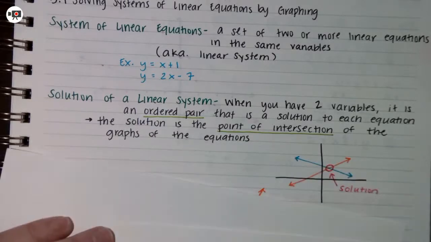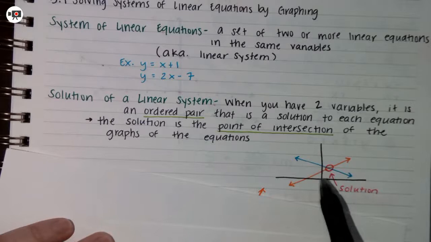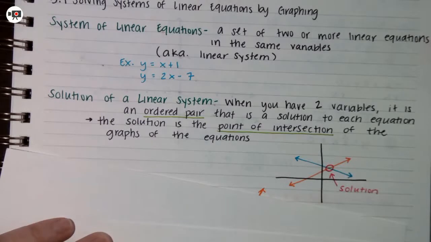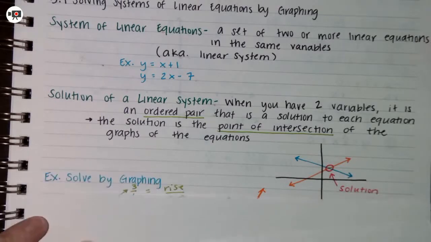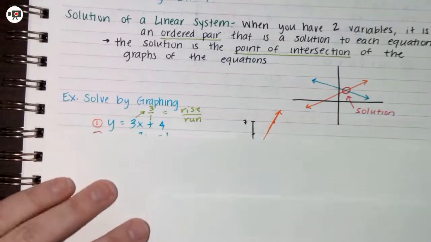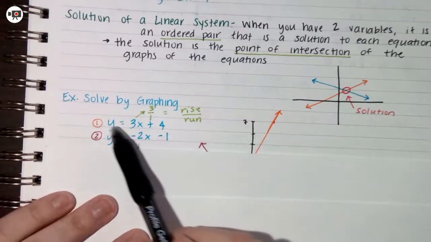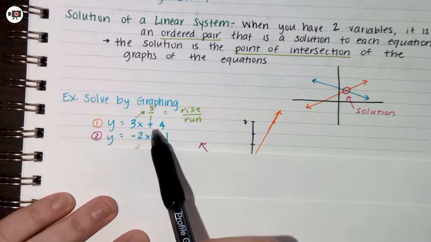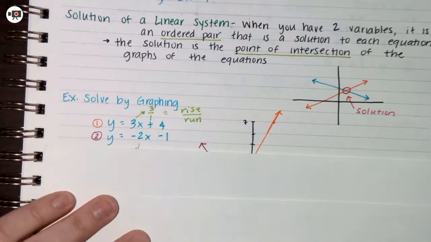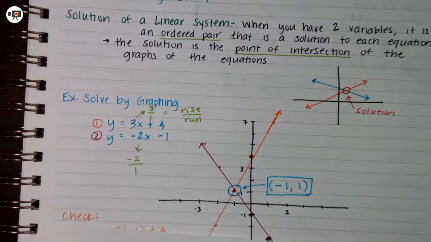So if I have a graph here, I have my orange line and my blue line. Where they intersect is the solution. So let's solve by graphing. If I have my two equations, y equals 3x plus 4 and y equals negative 2x minus 1, I'm going to start by graphing.